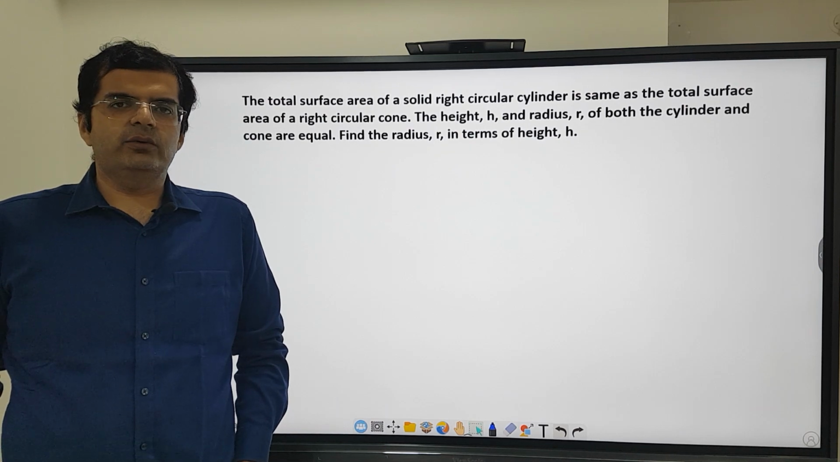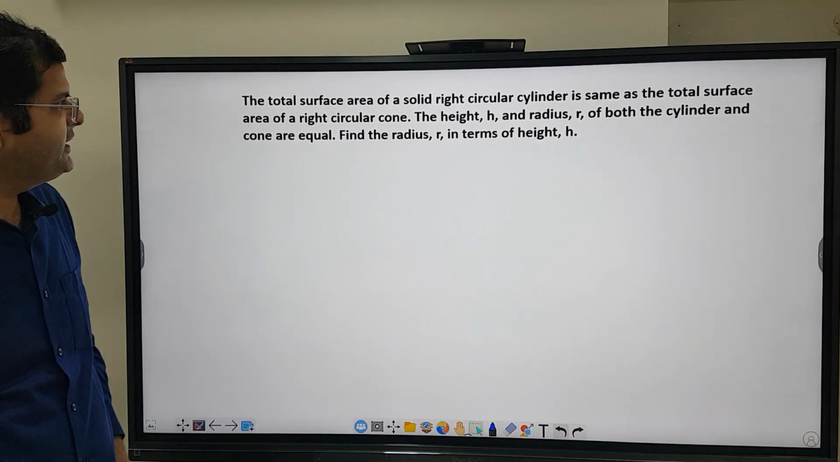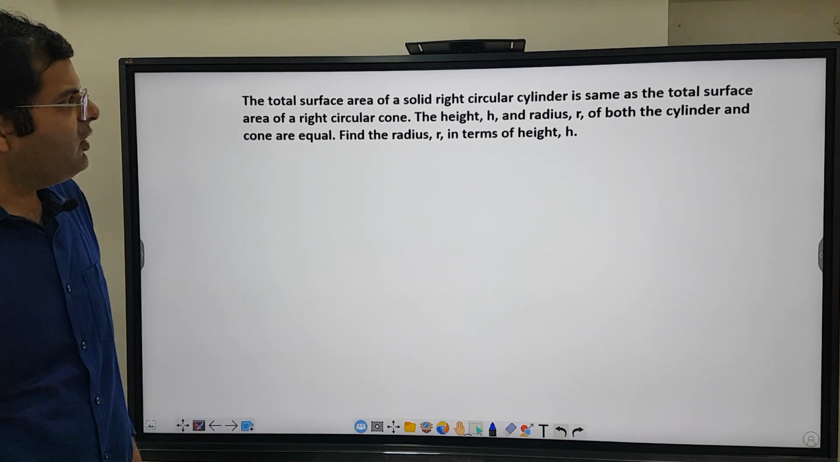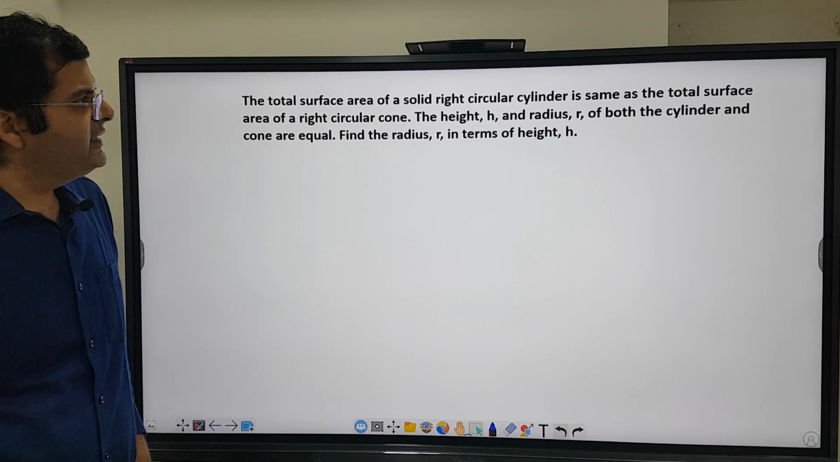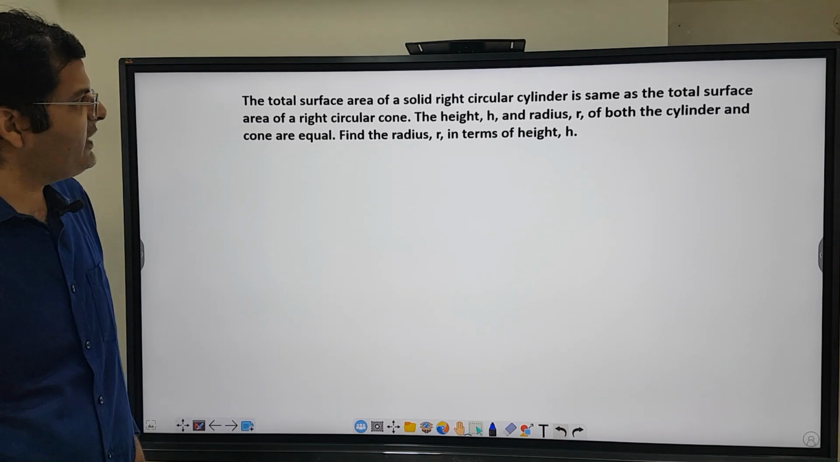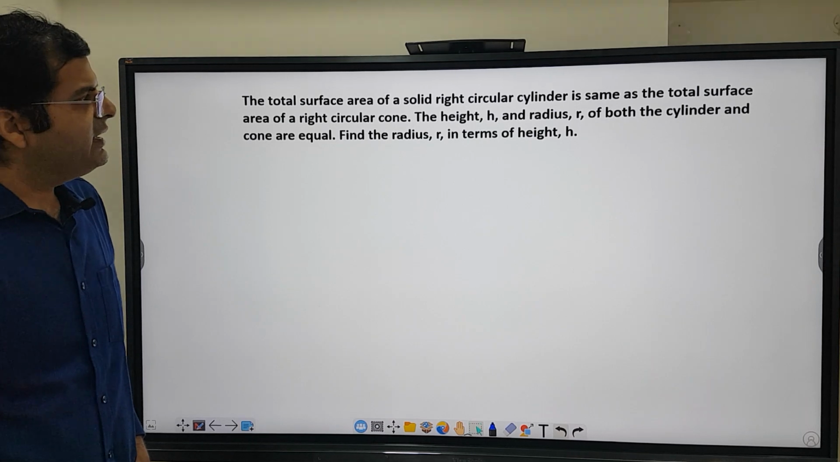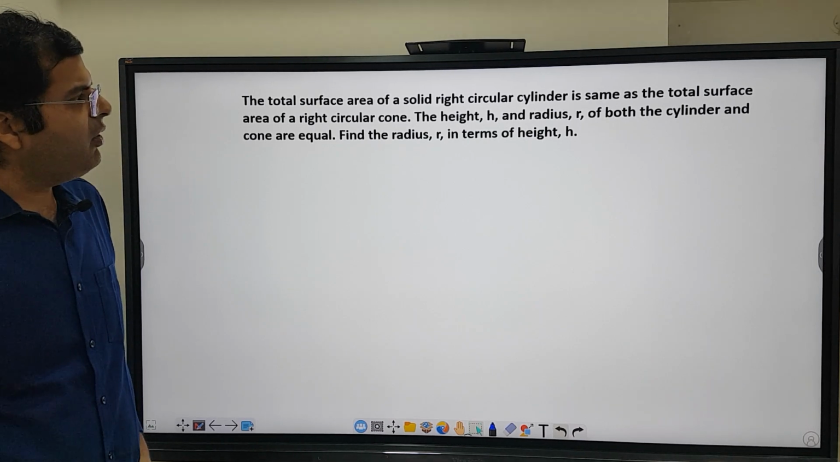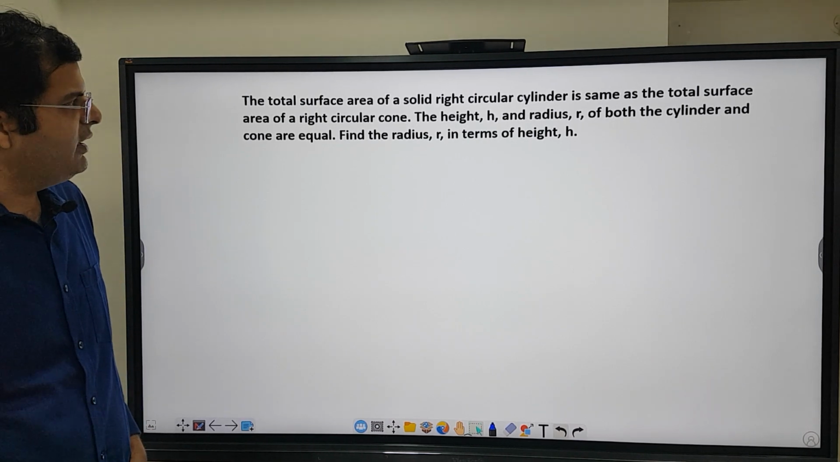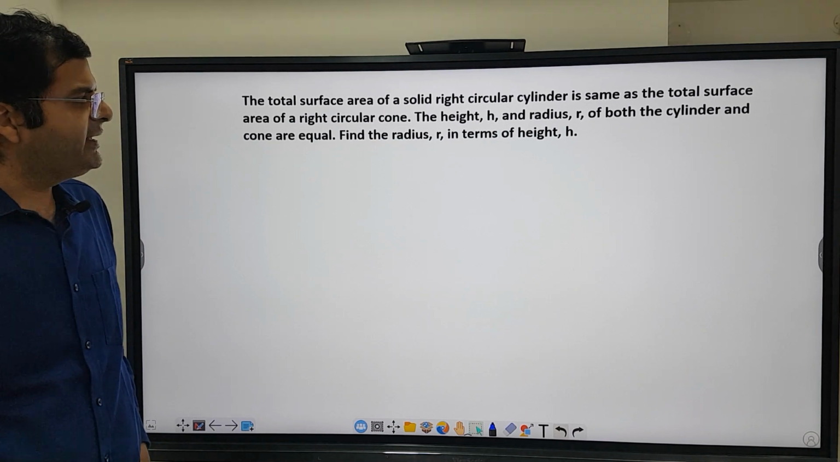So this is the 83rd question of the geometry chapter. The question says, the total surface area of a right circular cylinder is same as the total surface area of a right circular cone. The height h and radius r of both the cylinder and the cone are equal. Find the radius r in terms of height h.